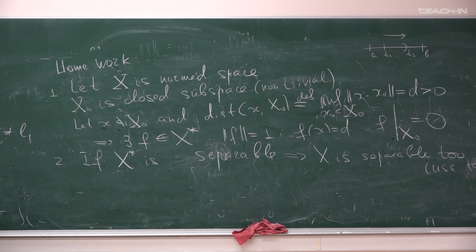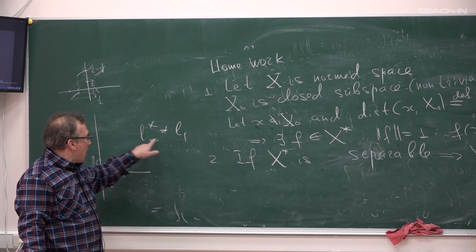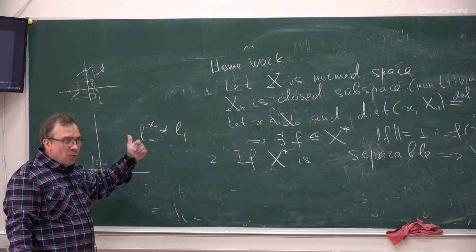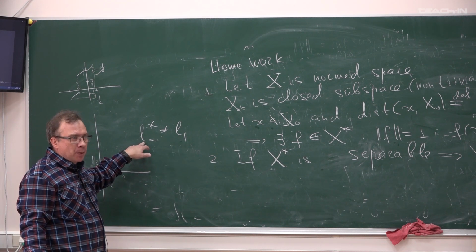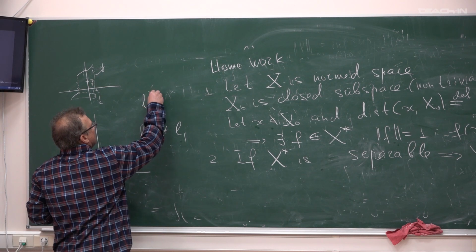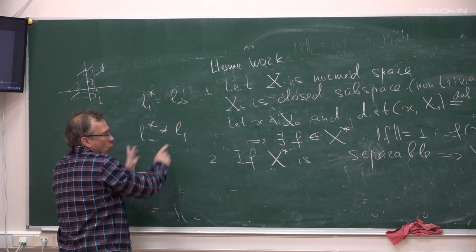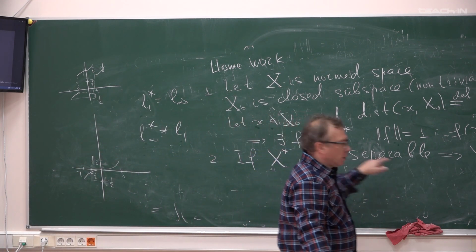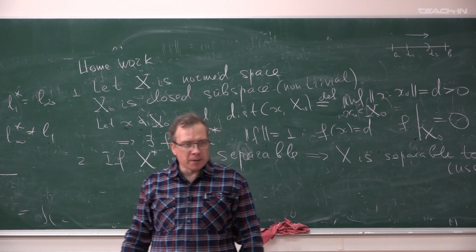Immediately, because L1 is separable, and L infinity is not separable. And inversely, the dual of a separable space can be not separable. L1 star is L infinity. L1 is separable, and L infinity is inseparable. So the application goes only this way. The separability of the dual guarantees separability of the original space.